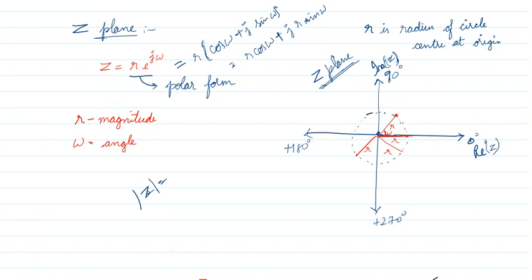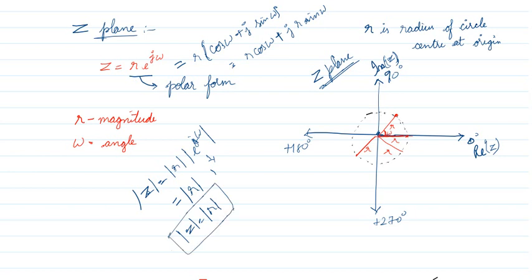Magnitude of Z is equal to magnitude of R and magnitude of e power j omega. What is the magnitude of e power j omega? It is cos omega plus j sin omega. Magnitude is square root of cos square omega plus sin square omega. So this term is 1. So magnitude of z is nothing but magnitude of r. That is why r is said to be the magnitude.